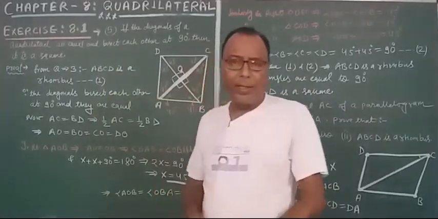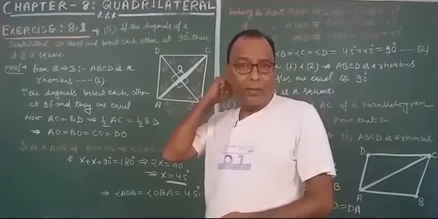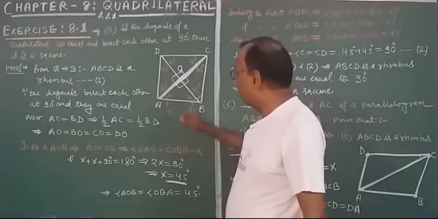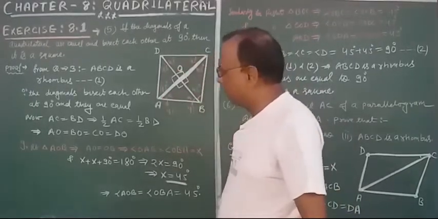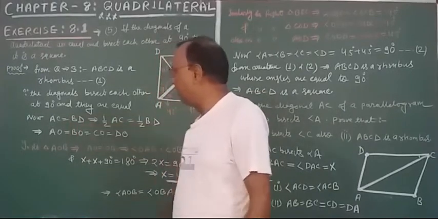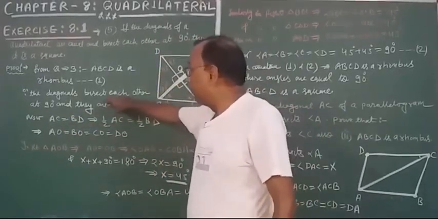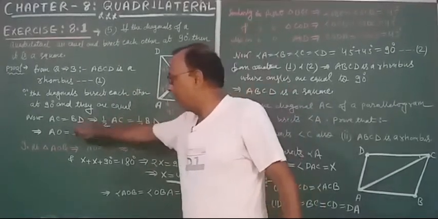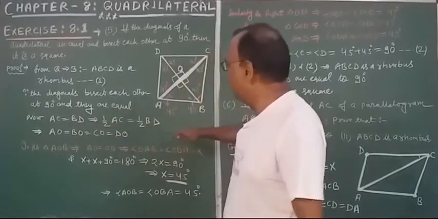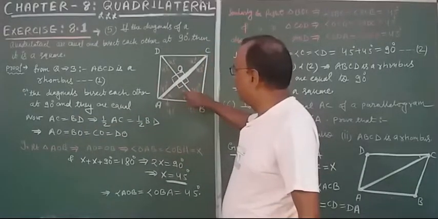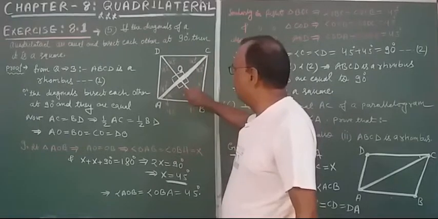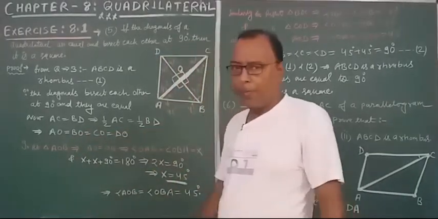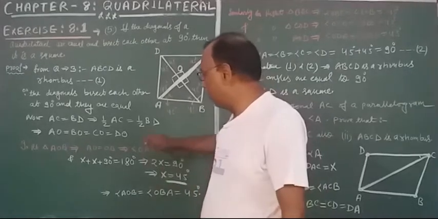Now, another thing is given, the diagonals are equal. Just look at the diagonals, that is AC and BD. That is given AC is equal to BD. And the next thing is they bisect each other. It means half of AC will be half of BD. Half of AC will be AO is equal to CO is equal to BO is equal to DO. So therefore, AO will be equal to BO is equal to CO and is equal to DO.